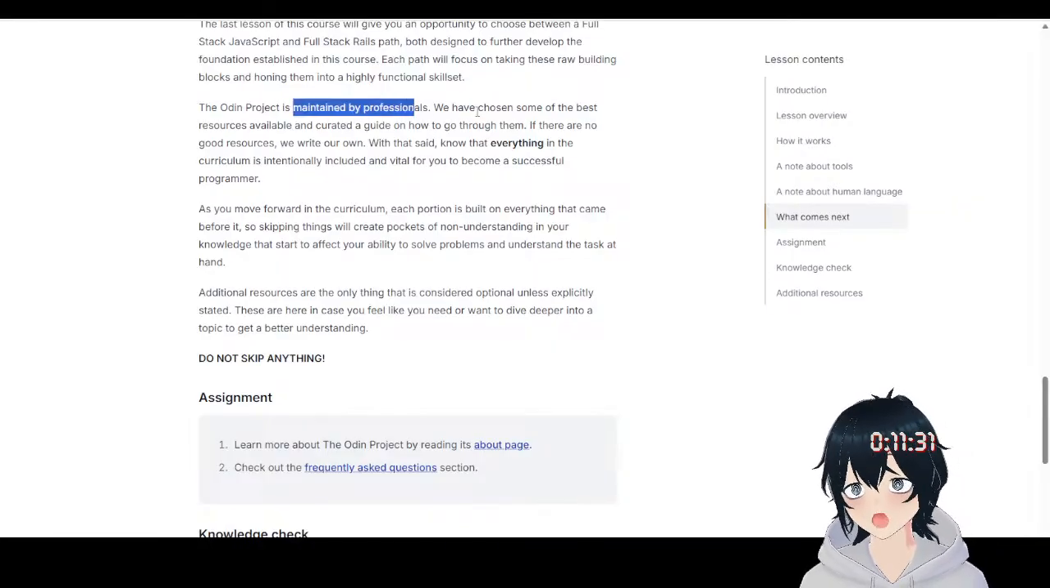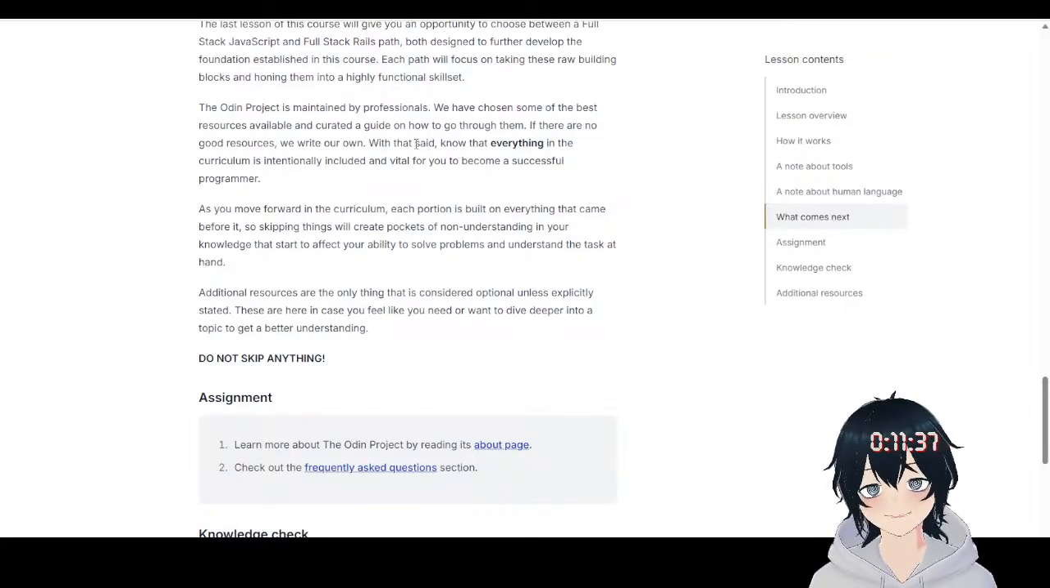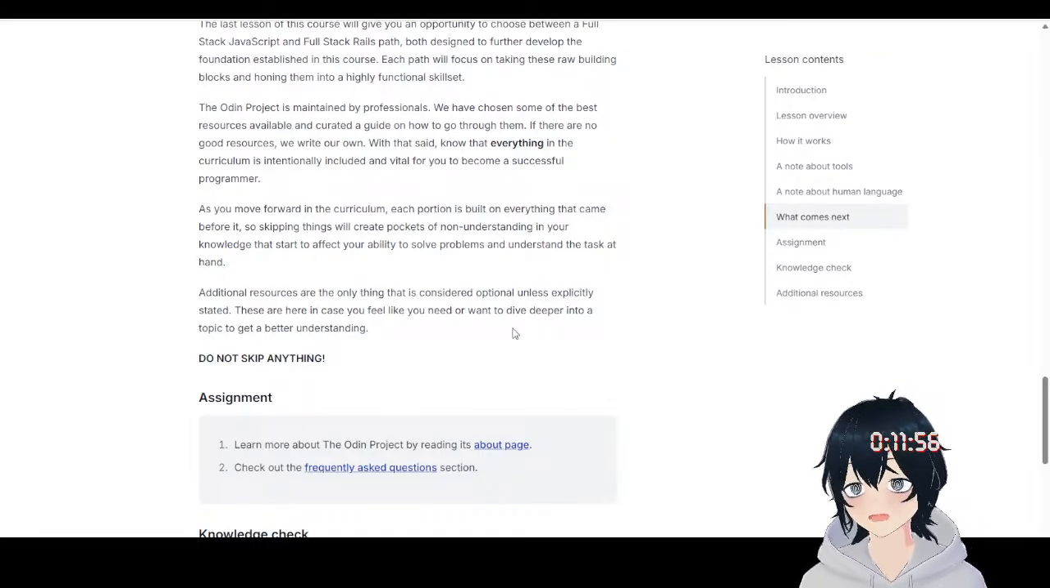Maintained by professionals, we point to some of the best resources available and create a guide on how to go through them. If there are no good resources, we write our own. With that said, know that everything in the curriculum is intentionally included and vital for you to become a successful programmer. As you move forward in the curriculum, each portion is built on everything that came before it, so skipping things will create pockets of non-understanding in your knowledge that start to affect your ability to solve problems and understand the task at hand.